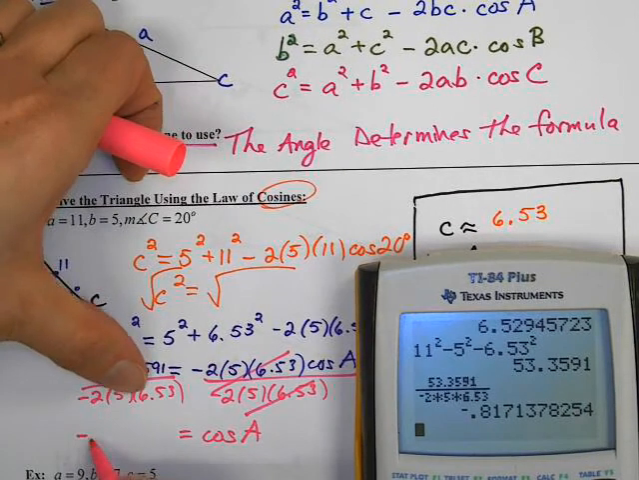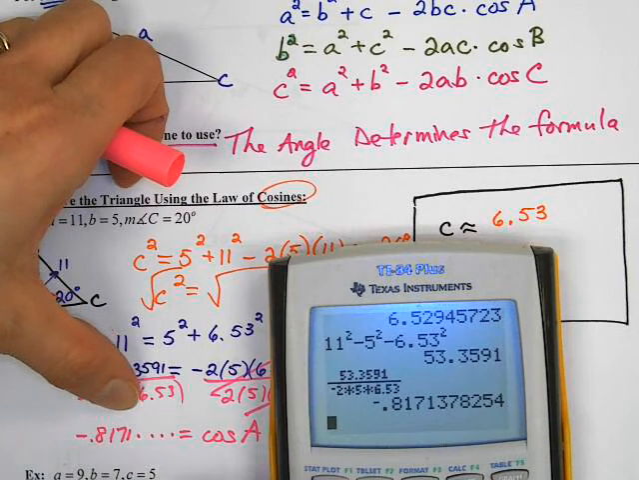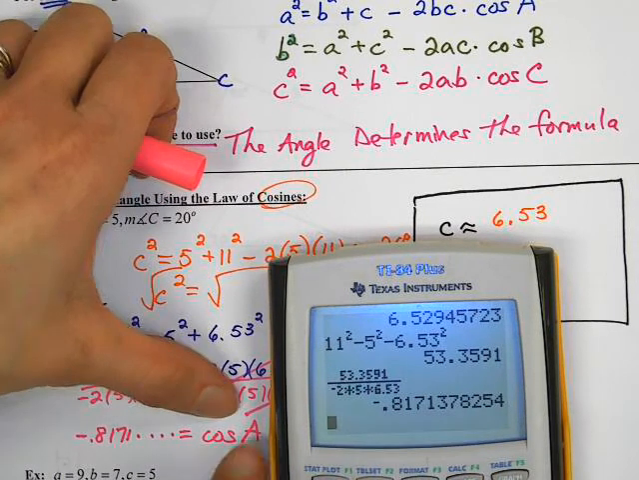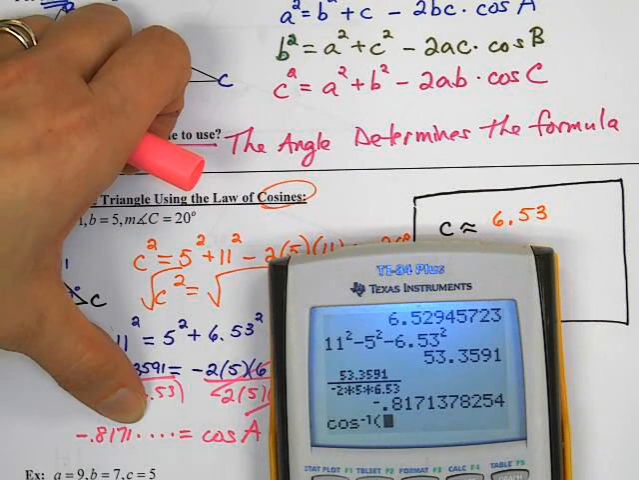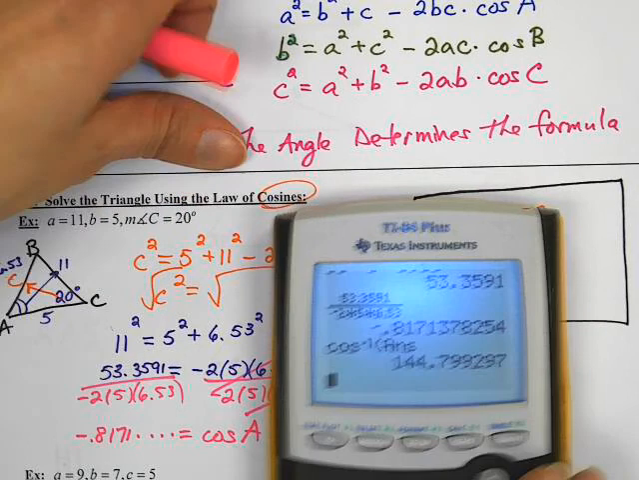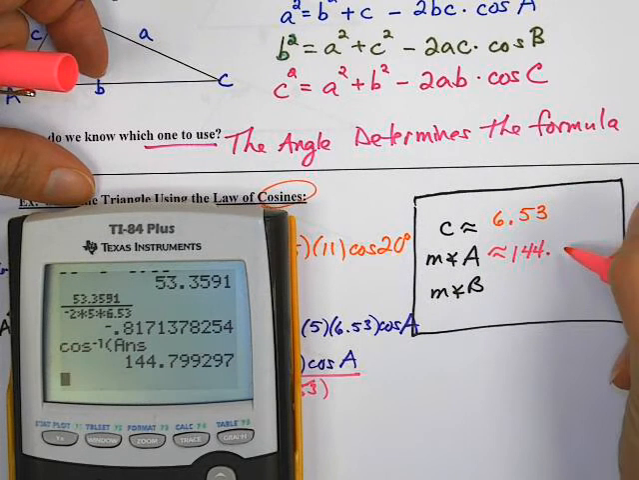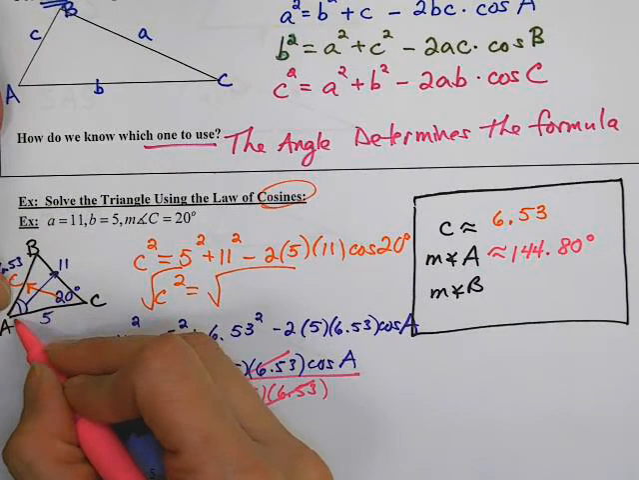I hope you got negative 0.8171 dot dot dot dot. I am not going to chop that off. I'm just writing down some of the numbers, but I'm going to use the entire decimal here. How do you find an angle when you know the answer? Remember how you have to do second cosine, cosine inverse, answer, and the measure of angle A is approximately 144.80 degrees.